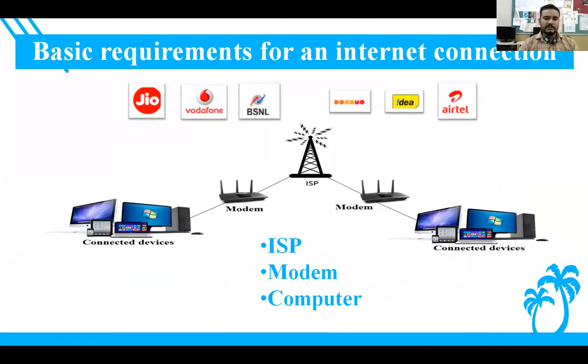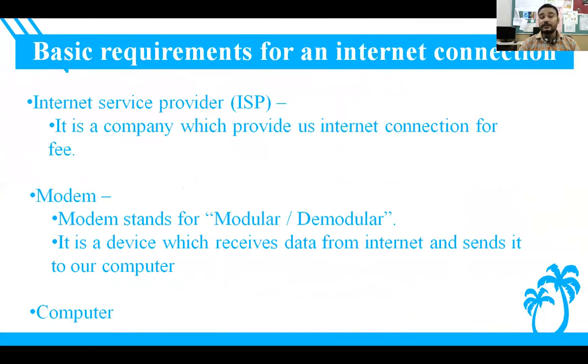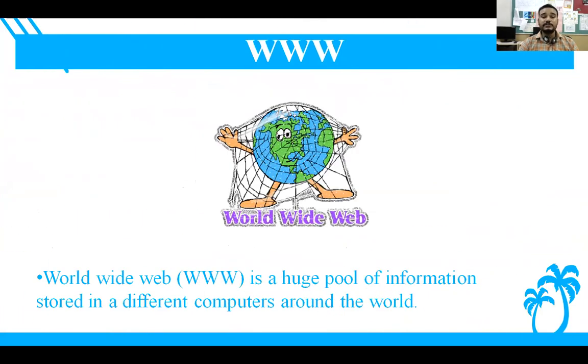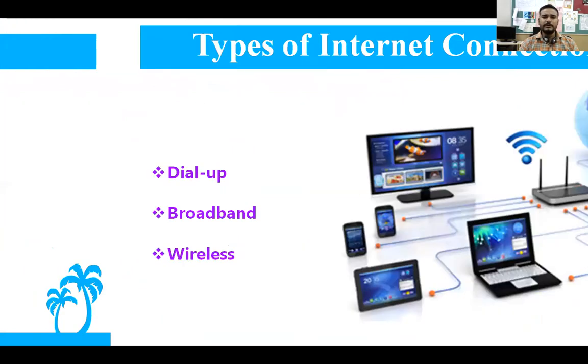Then what are the basic requirements to have internet? We should have an ISP, that is Internet Service Provider. Then we should have a modem and a working computer. What is ISP? ISP is Internet Service Provider. Modem is also known as modulator or demodulator, which sends and receives signals. Then we have seen about WWW, that is World Wide Web, which is a huge pool of information.